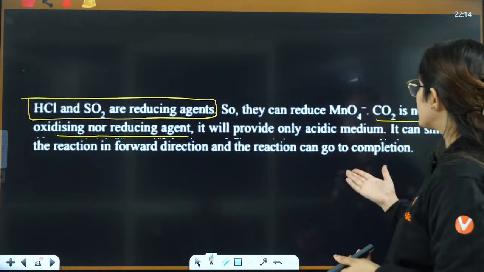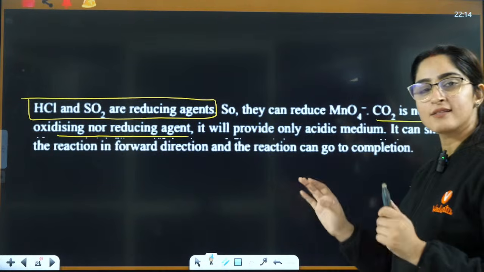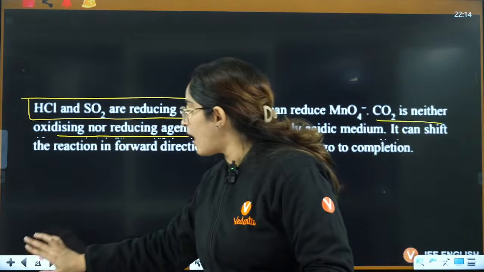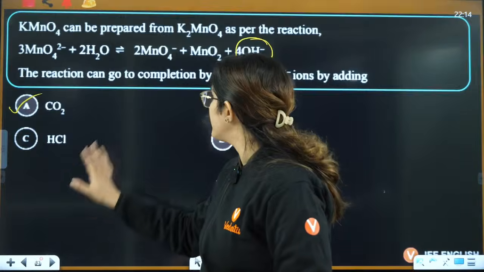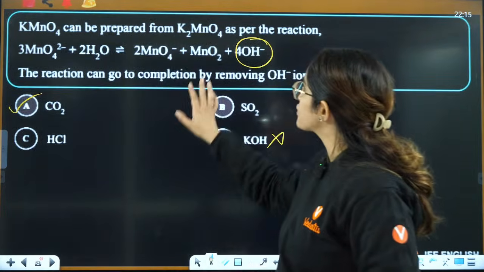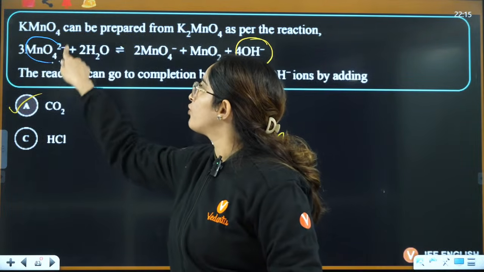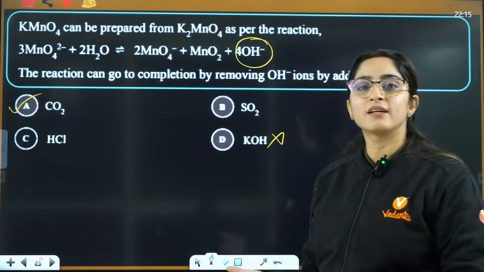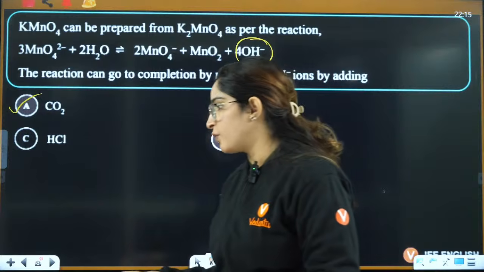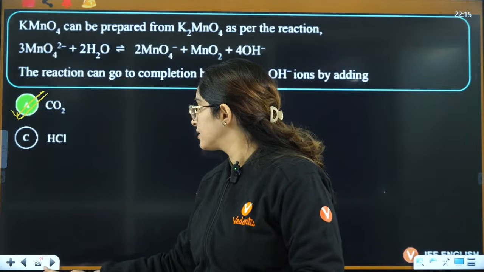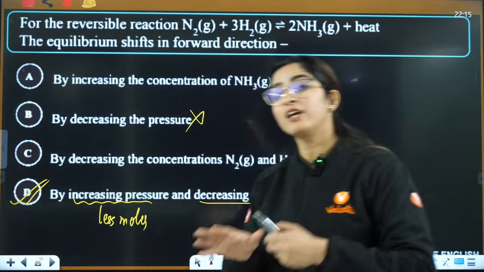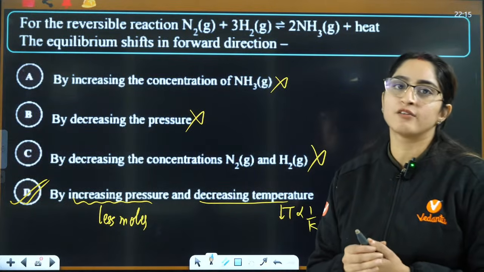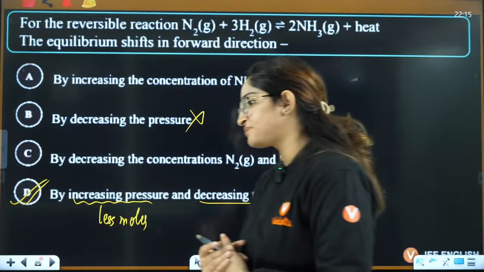I've told you that CO2 is neither an oxidizing nor a reducing agent. HCl and SO2 are reducing agents, so they will react with this MnO4 negative. We don't want any other reaction to take place, and CO2 is the best for that, right?